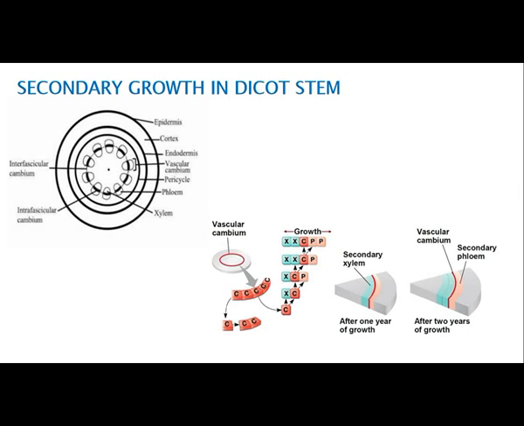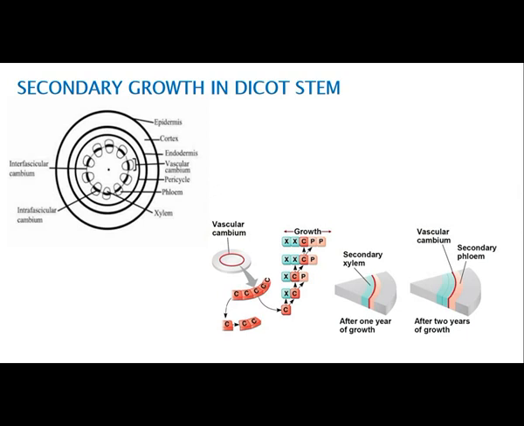Now first of all, cells of the medullary ray become meristematic to form the interfascicular cambium. The interfascicular cambium is the cambium which is present in between two vascular bundles. This is the interfascicular cambium, and it is a type of secondary meristem. Now this interfascicular cambium and the intrafascicular cambium together form a ring-like structure, and together they constitute the vascular cambium.